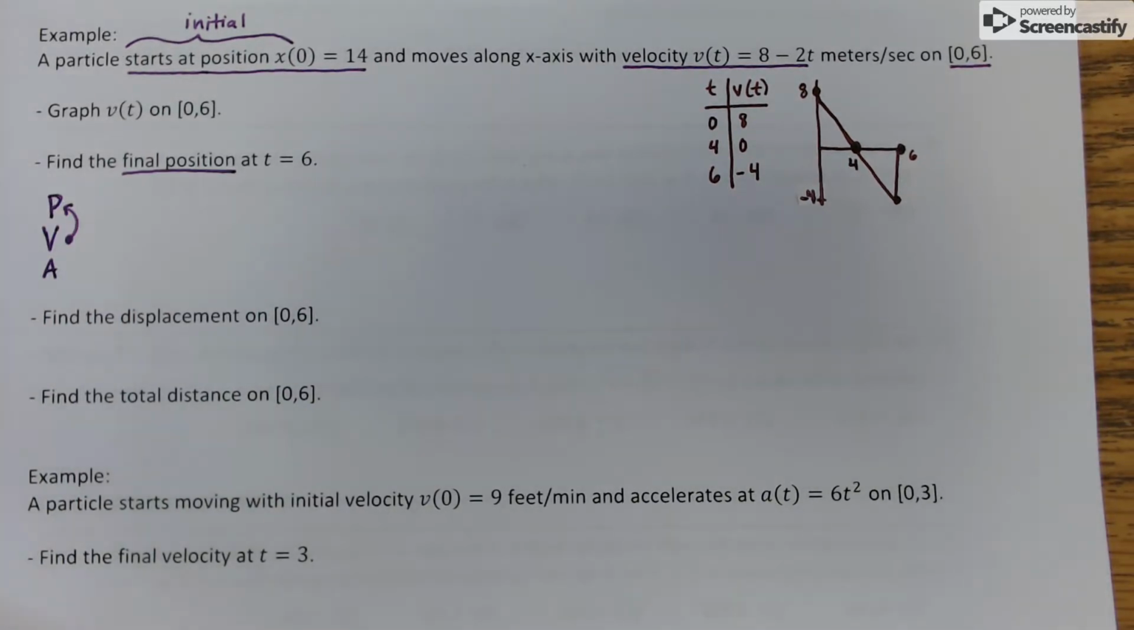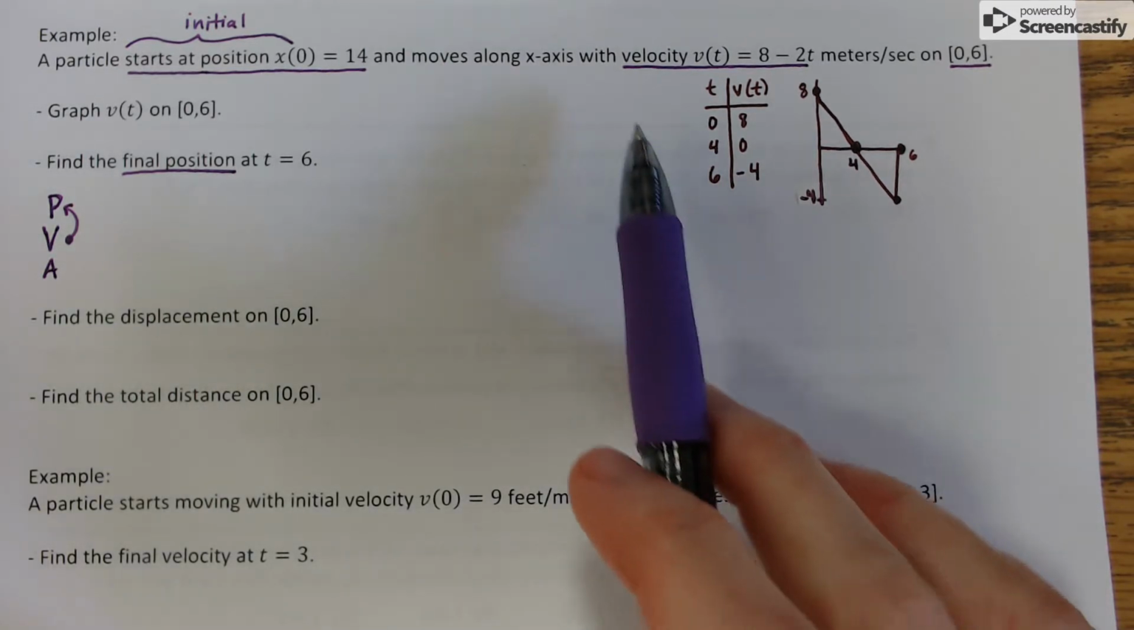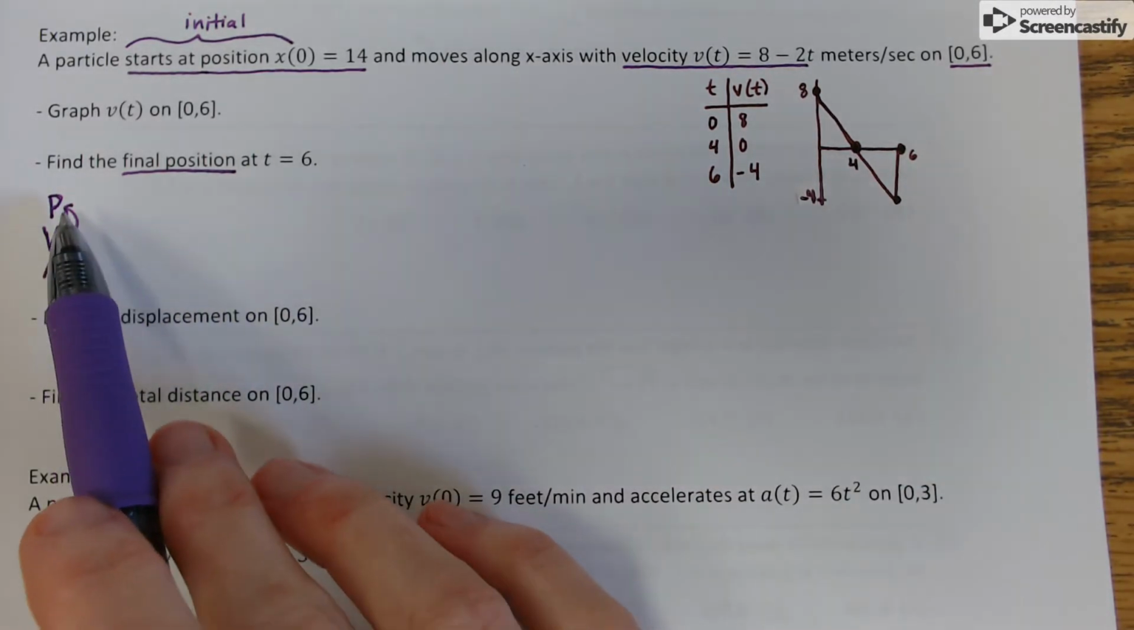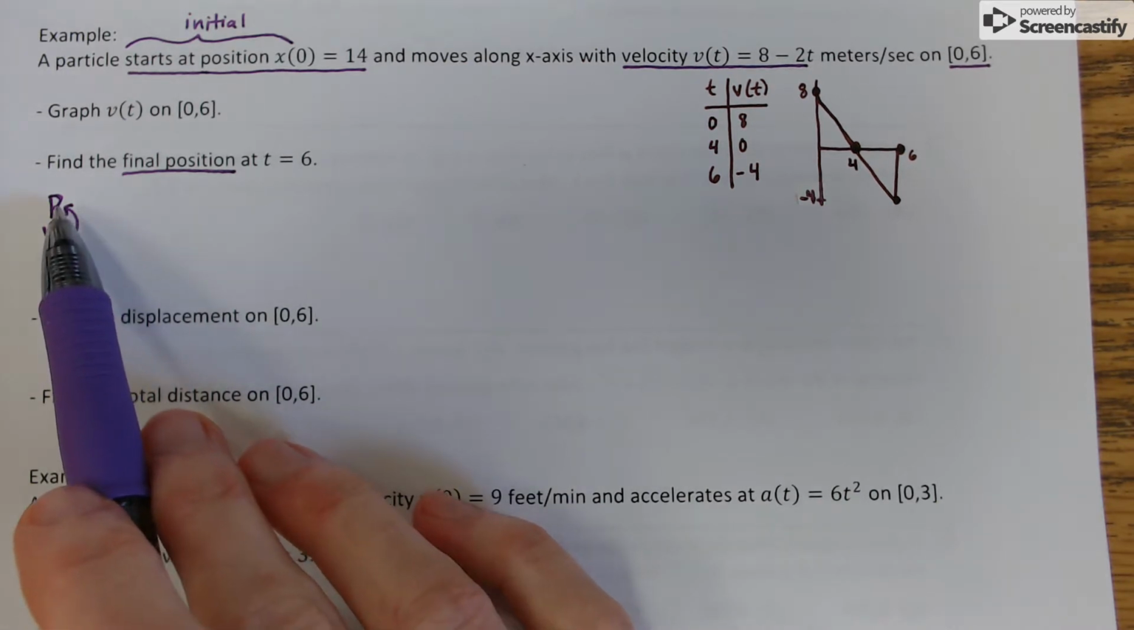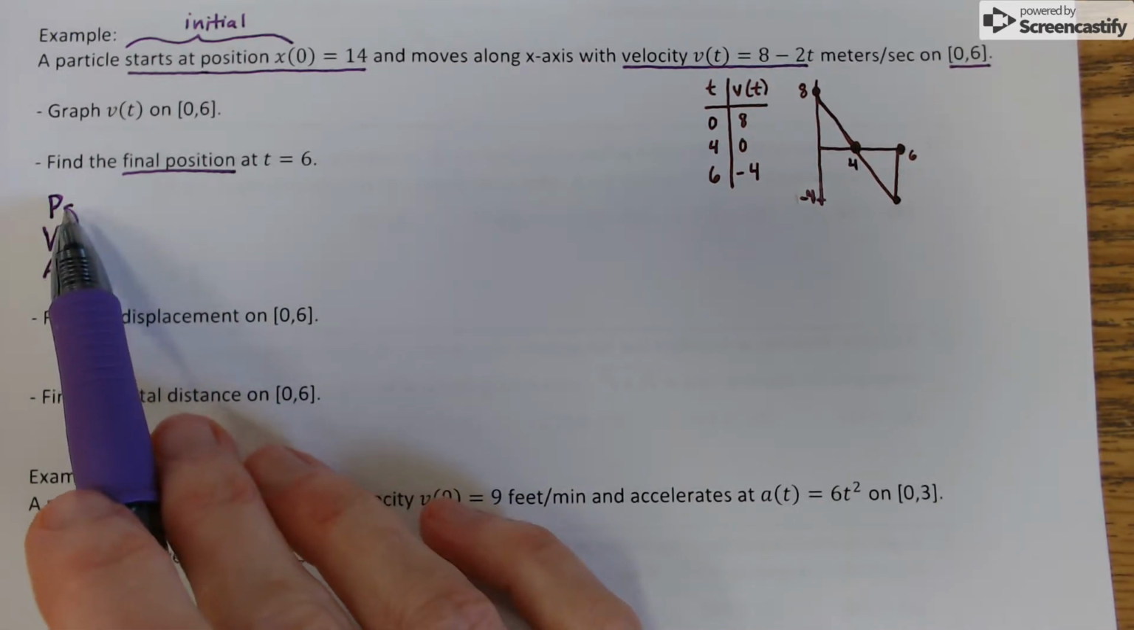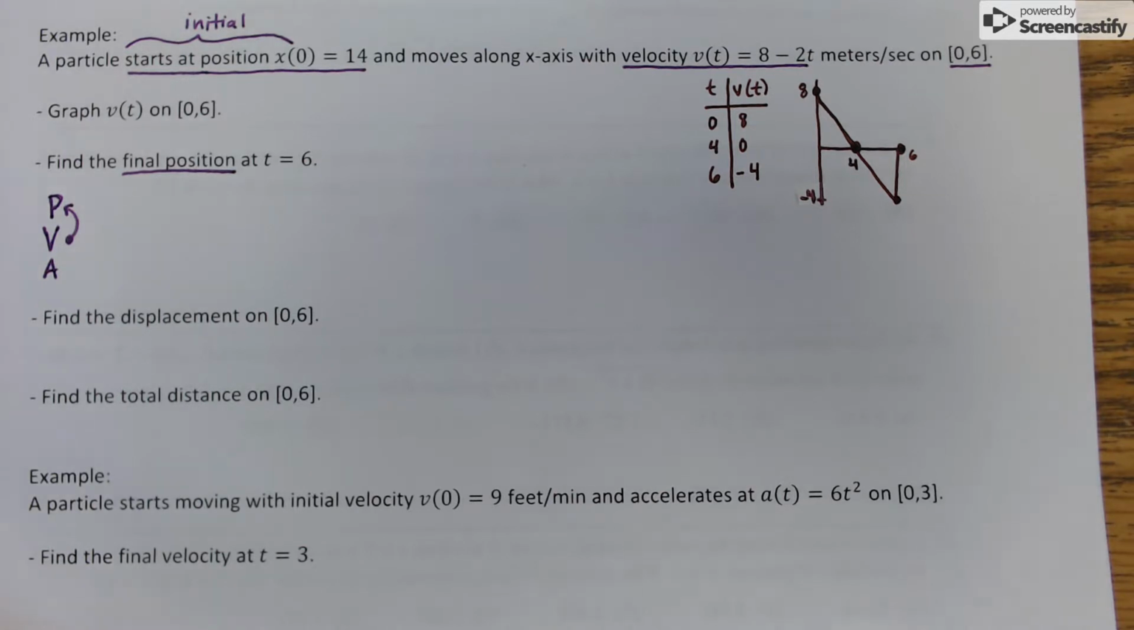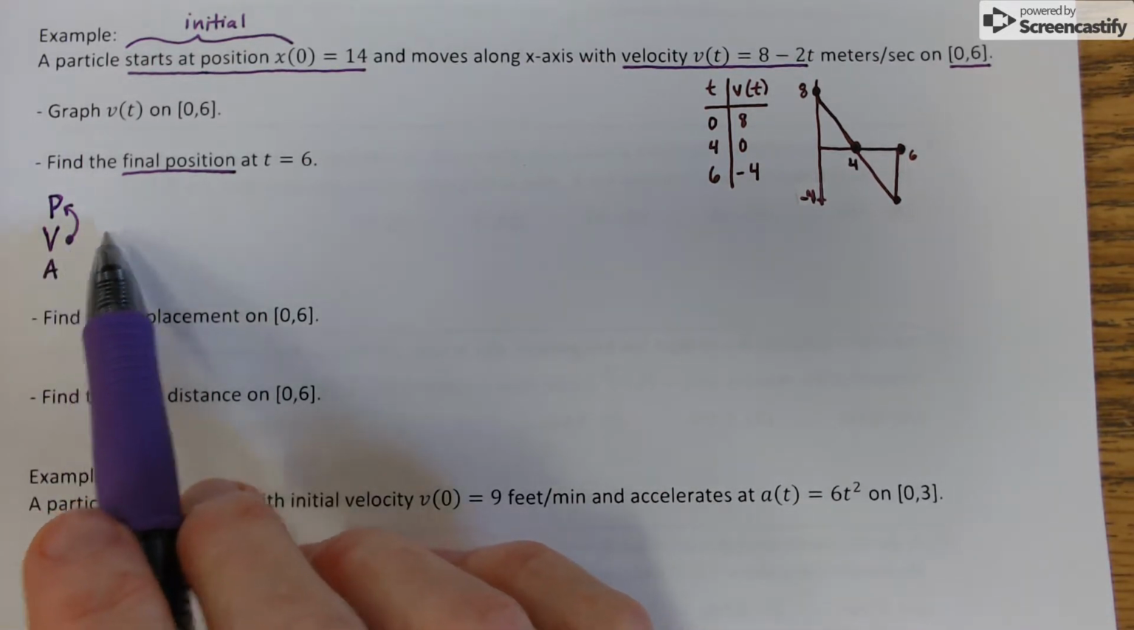The first thing that we're asked to find is the final position at t equals 6. And knowing that I'm given velocity, to get any kind of position value, I'm going to have to go backwards on that particle motion PVA hierarchy. So that leads me to believe that we need to start with an integral of velocity from 0 to 6.